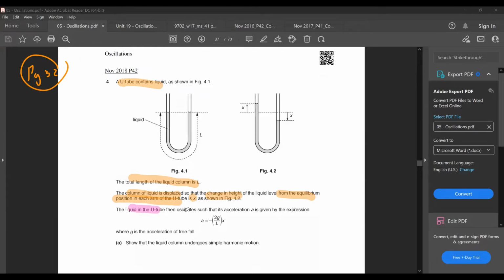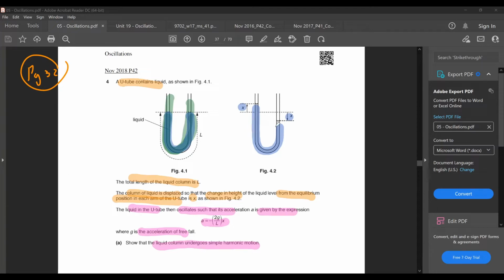The liquid in the U-tube then oscillates such that its acceleration a is given by this expression, where g is the acceleration of free fall. Now show that the liquid column undergoes simple harmonic motion. You have a U-tube that looks like this right now. You displace it towards the side. The liquid inside the U-tube will start to oscillate up and down. One part will move up, one part will move down from some sort of equilibrium position. And they mentioned that your displacement is measured as x here from equilibrium.